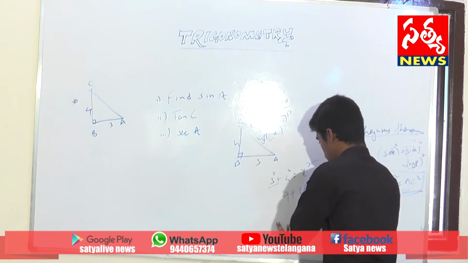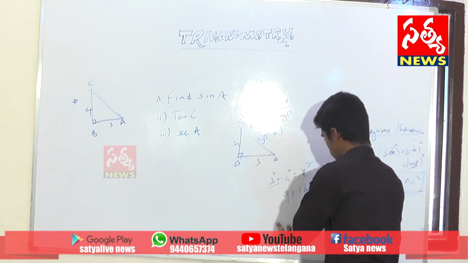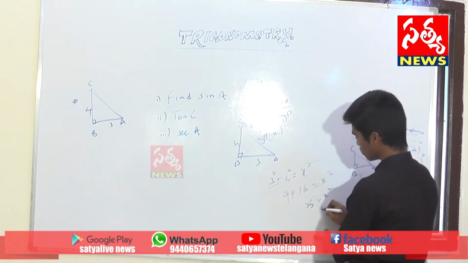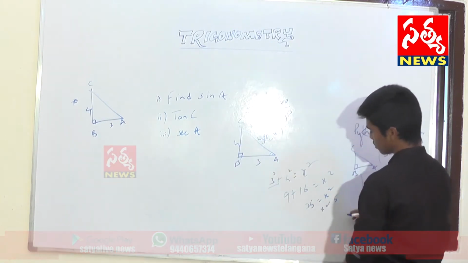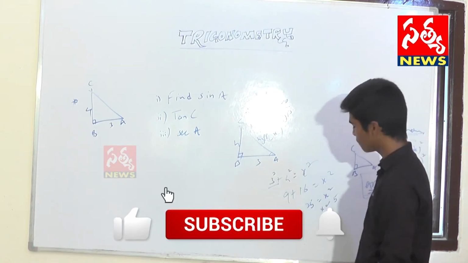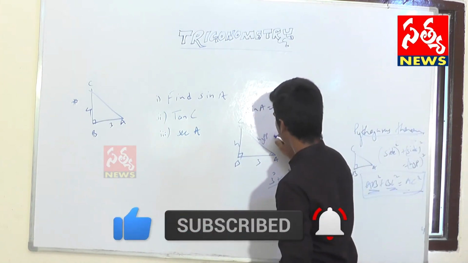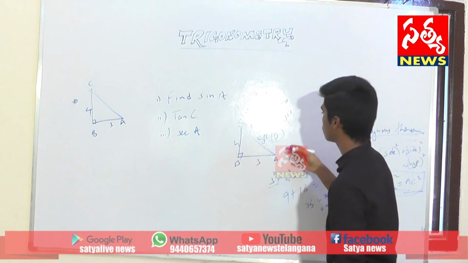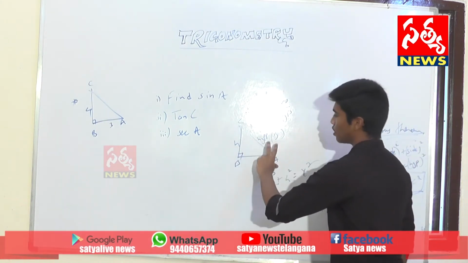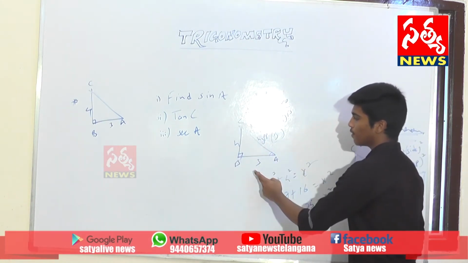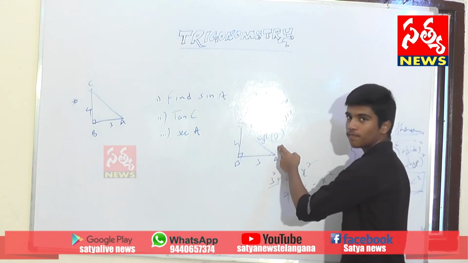25 is equal to x square. So we get x equals 5, as root of 25 is 5. X is 5. So we get the hypotenuse is 5 units. So we have got all the dimensions of the triangle. One side is 3, the other is 4 and the hypotenuse is 5.